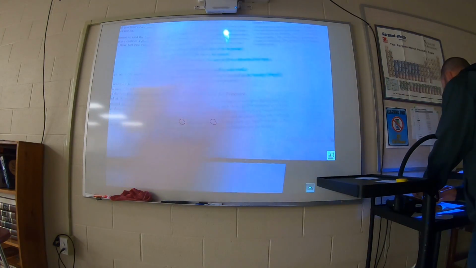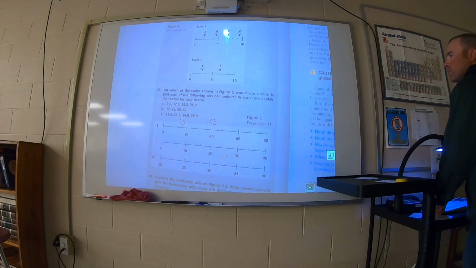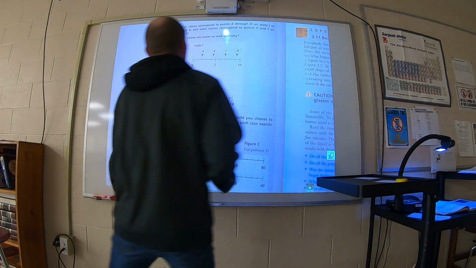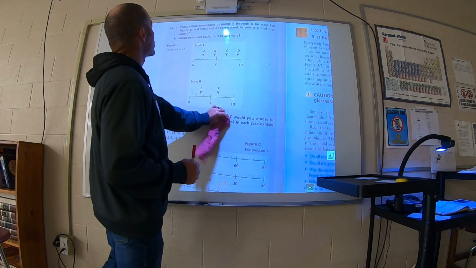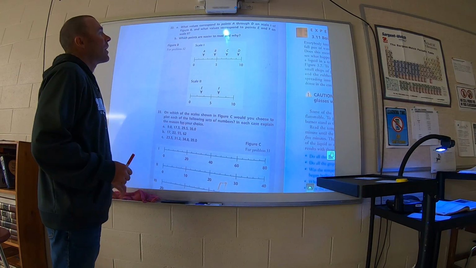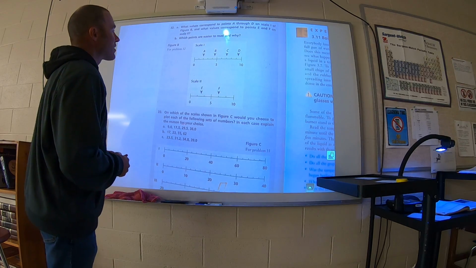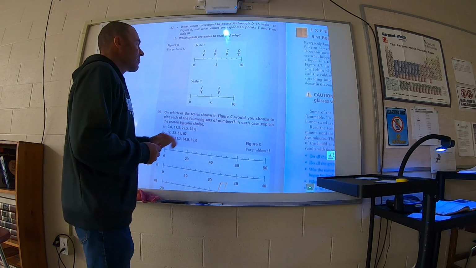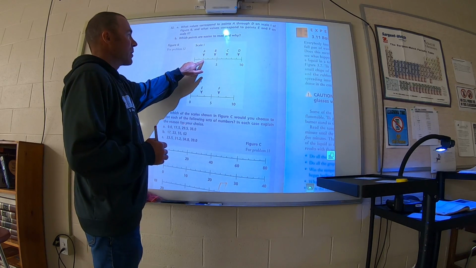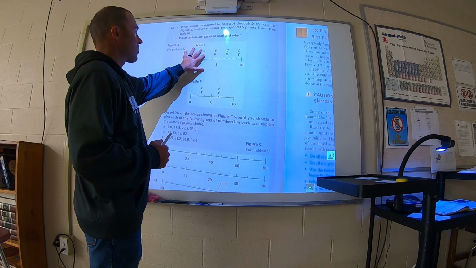Let's go on to 32. 32 says, what values correspond to points A through D on scale 1 of figure B, and what values correspond to points E and F on scale 2? So I'm just going to write up above these letters what they are. Remember, we always read one place beyond what the scale gives us, so we'll do that here too.